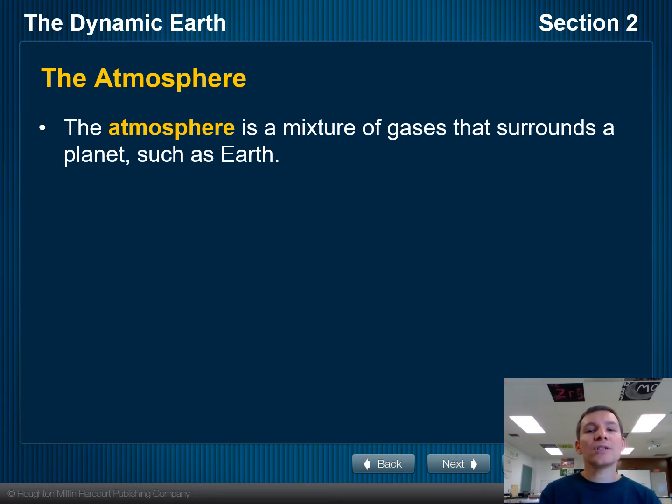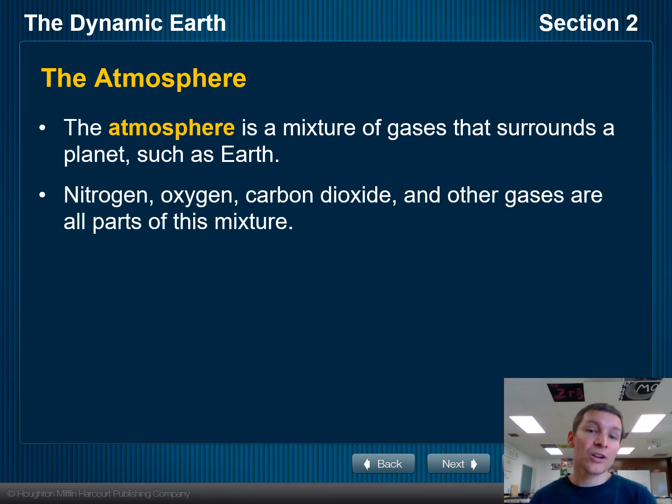The atmosphere is a mixture of gases that surrounds the planet, such as Earth. So other planets do have their own atmosphere, and this is a mixture of gases. So what are those gases? They are nitrogen, oxygen, carbon dioxide, and then there's others such as argon, which is a trace element that's in the air. And a lot of these are, well, these are all important for life as we know it here on Earth.